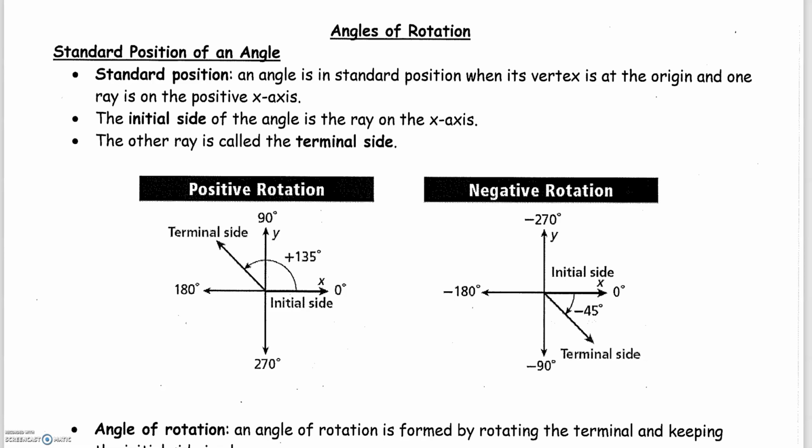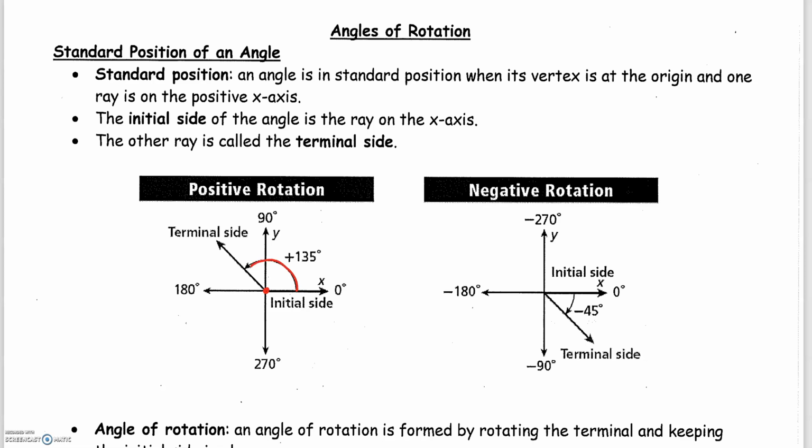In this lesson, we're going to take a look at angles of rotation and reference angles, and then how to convert from degrees to radians and radians to degrees. So the first thing is how to have our angles of rotation written, and it's what's called standard position when its vertex is at the origin, remember, in the center there at (0, 0), and one ray is on the positive x-axis. So here's some vocab.